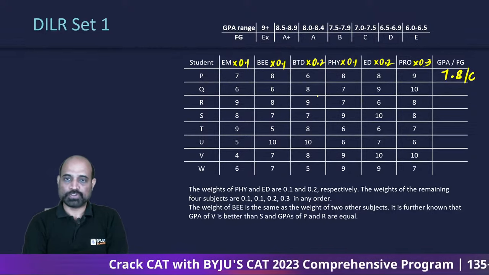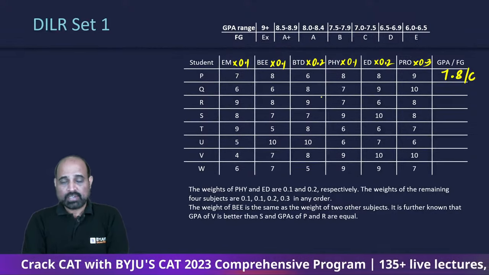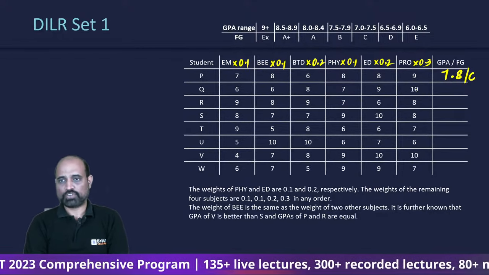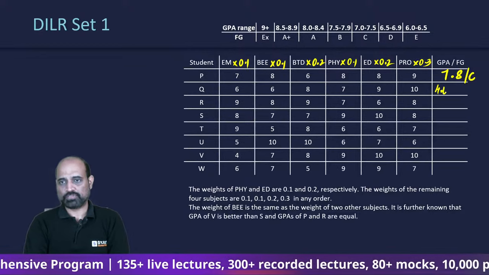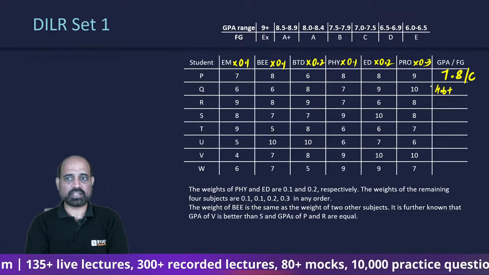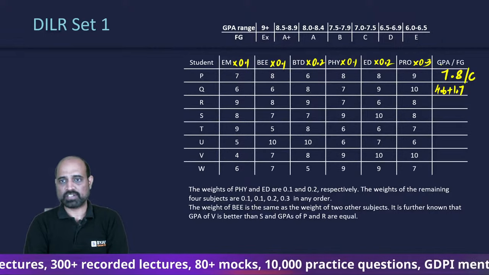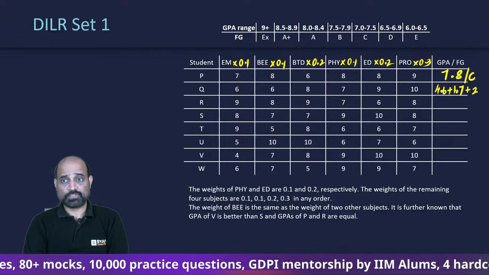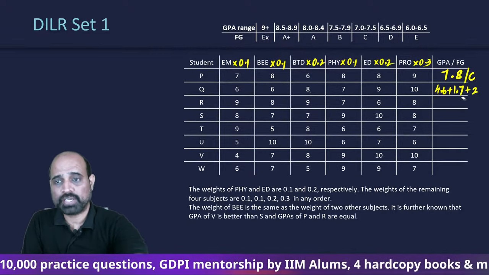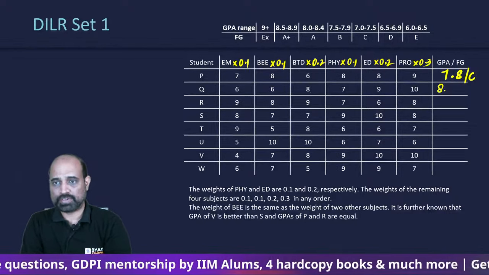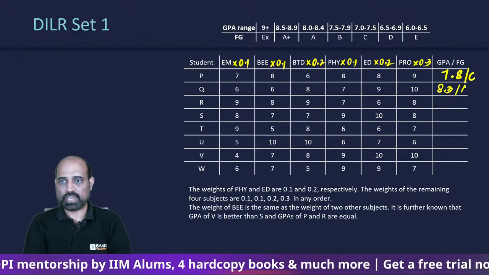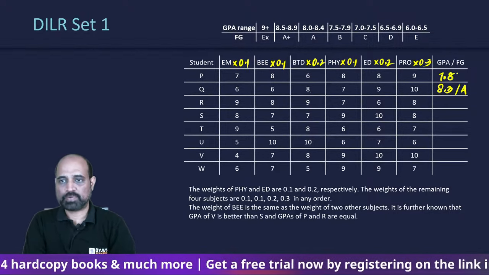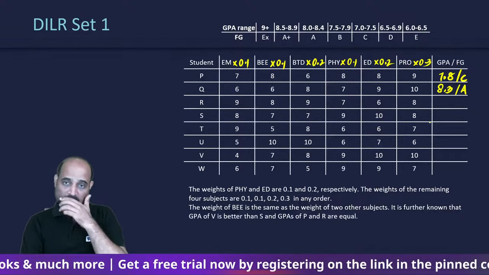Similarly for Q, we will have 6, 6, 8 is 20, 30, 46. So 46 would mean 4.6 plus 8 plus 9 is 17. So that is 1.7 plus 10 into 0.2, which is 2. So this will result in 4, 5, 6, 7, 8.3. And 8.3 will result in a grade of A. Let me write the upper one a little smaller. 7.8 and C.